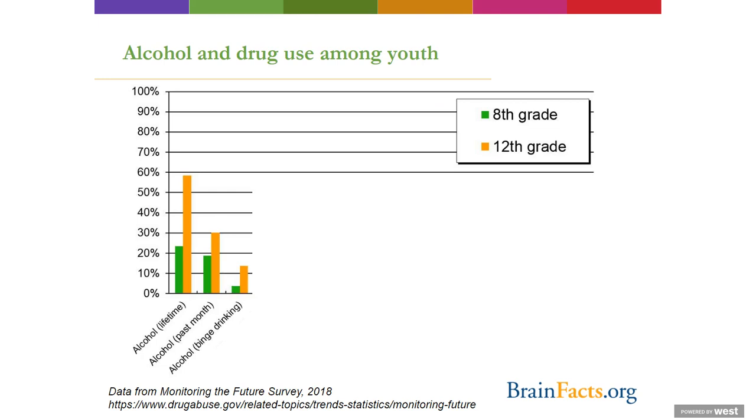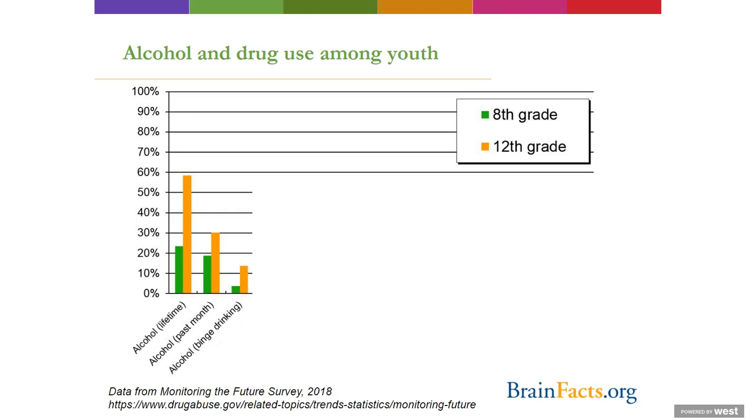And we see this if we look at reports of alcohol use or other drug use during the adolescent period. So what you see here are data from a national survey, Monitoring the Future survey, and these are data from 2018. And in the green bars, there are reports from 8th graders, and in the orange bars, you see reports from 12th graders. And so what you can see that even in 8th graders, 20% of 8th graders have tried alcohol. That's what you see under alcohol lifetime.